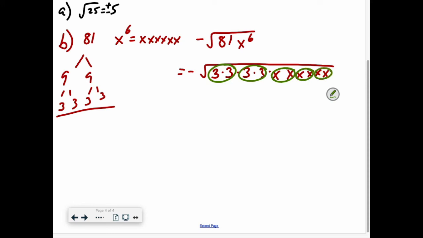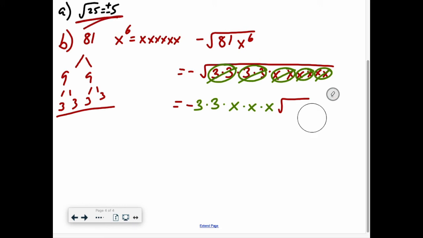Now, because the square root is looking for the same number, each one of these green circles is going to send one of their numbers outside the radical. Which means I'm going to bring down my negative, and then I'm going to bring down 3 from this, times 3 from this, times x from this, times x from this, times x from this. Now, you'll notice that I'm left with nothing under my radical. That's perfectly all right. That happens. We didn't have anything left under the radical for our first example here. If you have nothing left on the radical, you just don't write the radical.